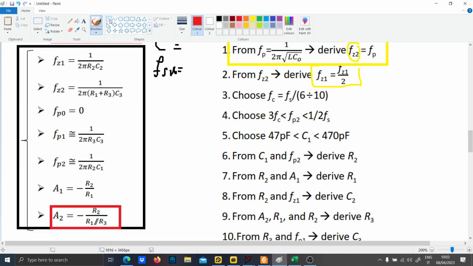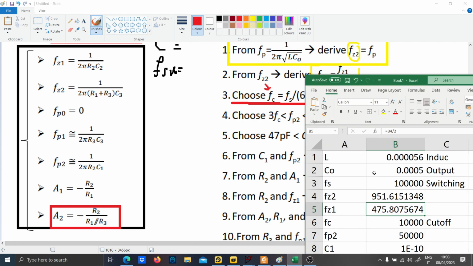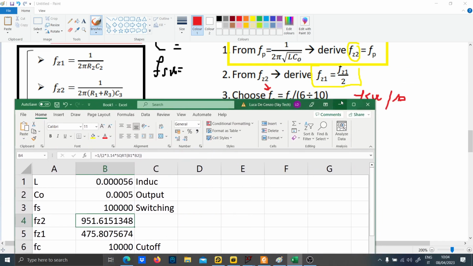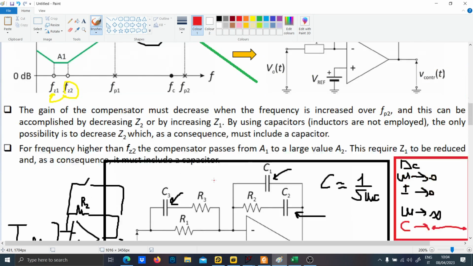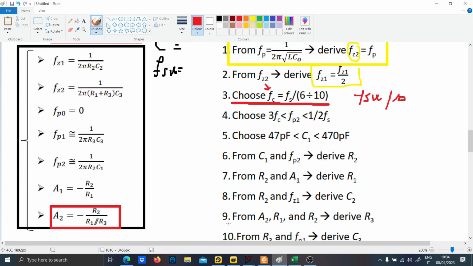You can find also different steps in other application notes. As you can see, you choose the crossover frequency FC based on the switching frequency over basically 10. Luckily for you, I have already made this. As you can see, you put the inductor, you put the capacitor, and everything will come out from your Excel. There are also some tools online that you can use. So there is quite a standard compensator. Now that we have done this brief theory, let's jump on LTspice.